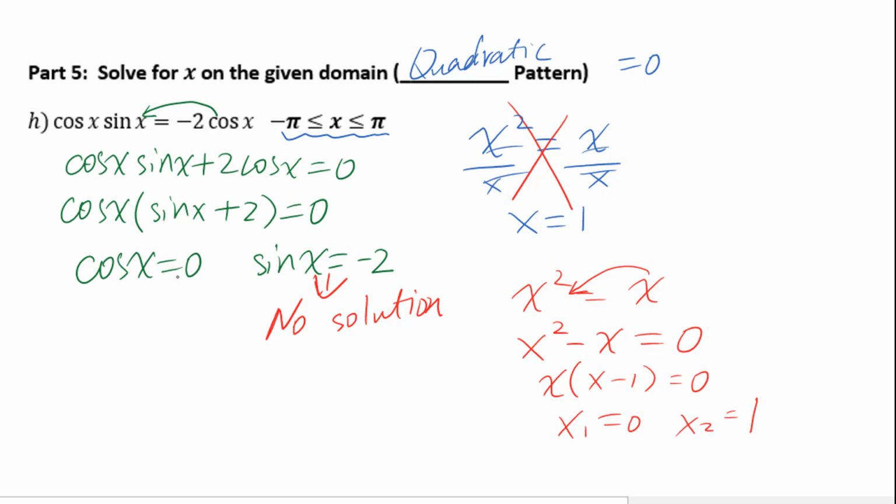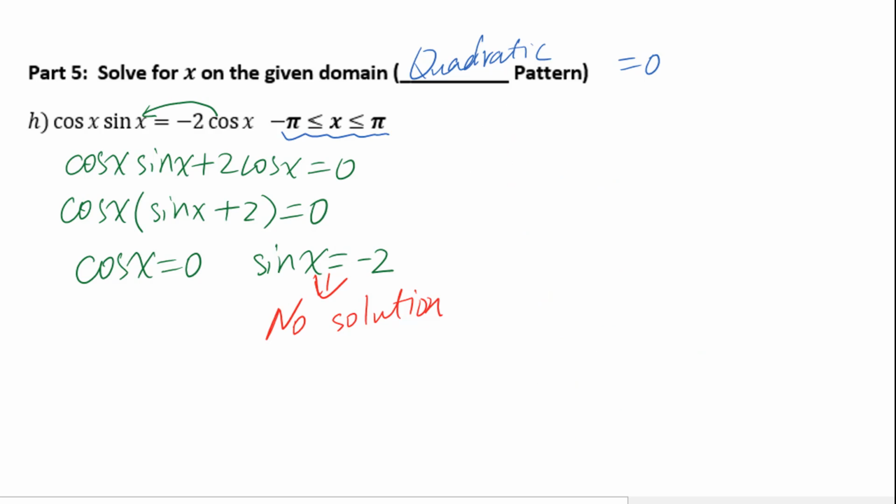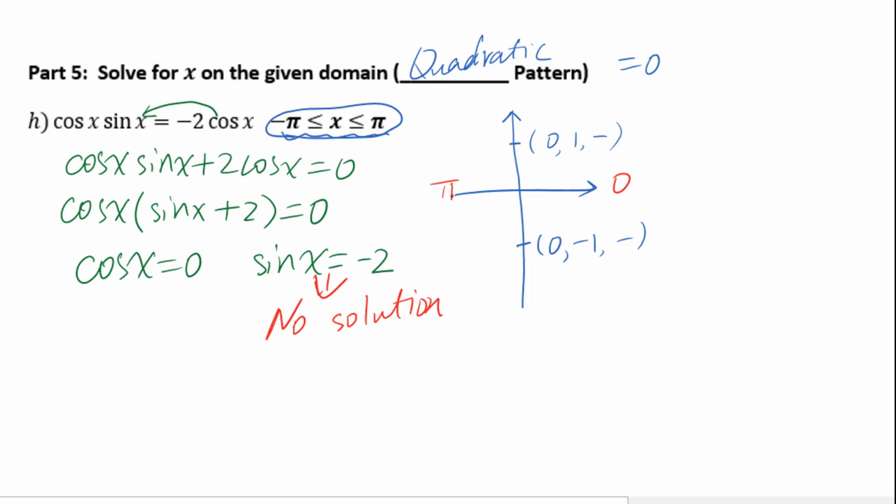For cosine x equal to 0, since this is between negative pi and pi, therefore, when you label this is 0, pi over 2, this is negative pi, it's negative pi over 2. Therefore, your answer will be pi over 2 and negative pi over 2.